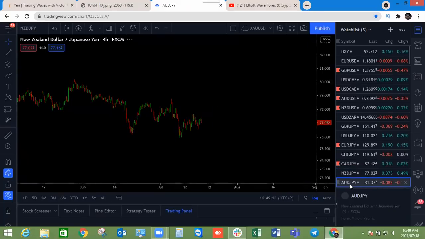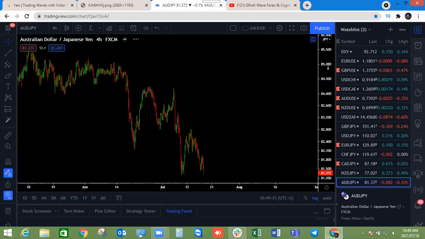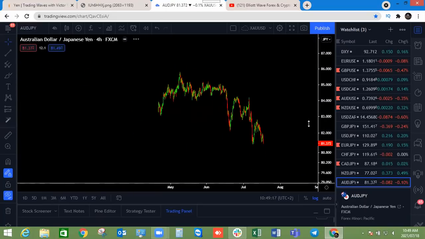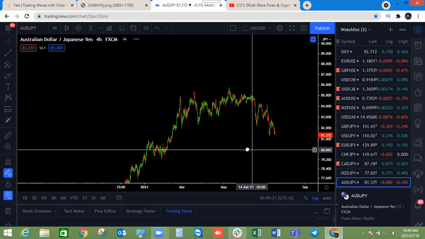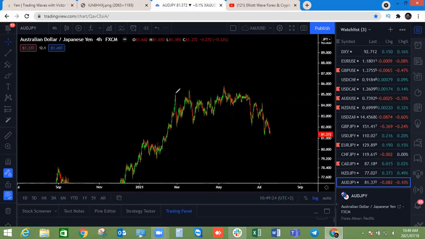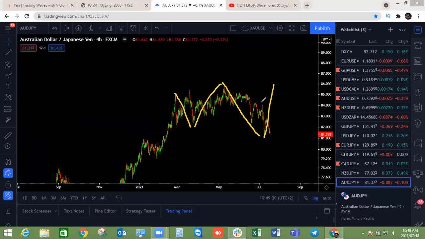So AUD yen, you can see lower degrees are showing us continuation to the downside. Bigger structures are even better. What we looked at here initially in the lower degree here, we're looking for this to be 3 down, 3 down, 3 up, and 3 down so that we can get a bounce to the upside. That move is still pretty valid. We have not invalidated it yet.